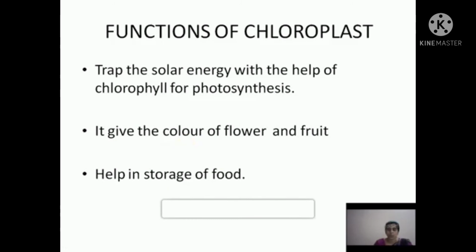So this chloroplast gives the color of fruit, and different colors of flower. Fruits also have different colors, not the same color, because of what? This chloroplast. And next, this helps in storage of food. Why? Because they are making food, synthesizing food, so they are storing the food.